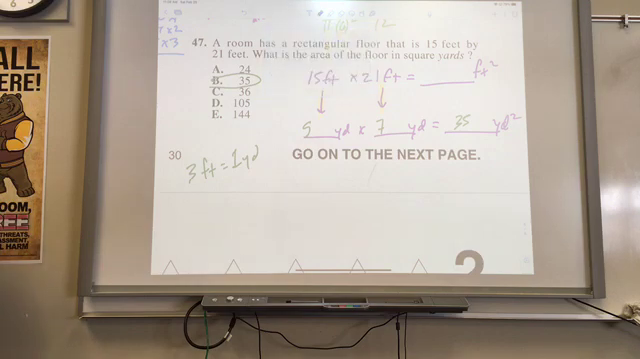How could you possibly mess that up? Well, if you multiply 15 and 21 first and then try to convert it, you get 315. If you only divide by 3, you're going to get 105. You have to divide by 9. You got to divide by 3 twice because it's squared. If you're converting singular units, divide by 3. If you're converting square units, divide by 3 twice. And what if you're converting cubics? You'd have to do it 3 times.